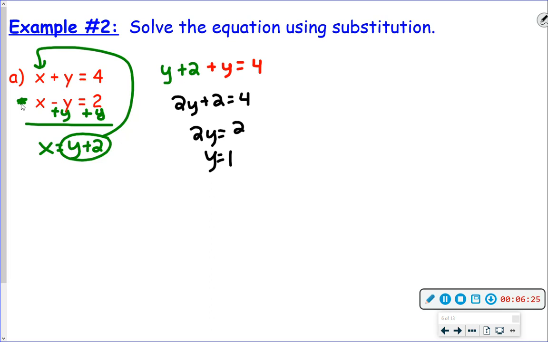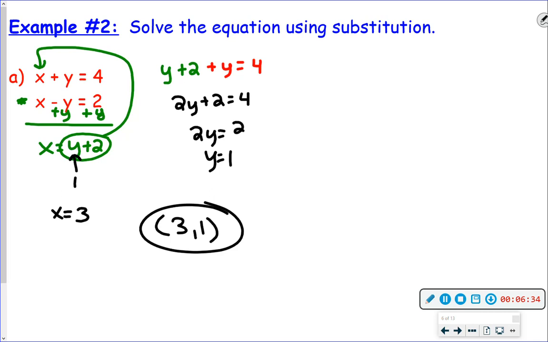I can pretty much do it in my head in this bottom green one. If I put a 1 in there for y, 1 plus 2, 3. I'm just going to make it look nice. Write my final answer as an ordered pair. All right, let's take a look at the next one.